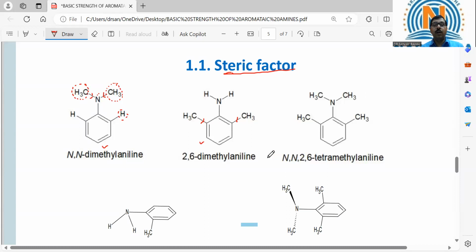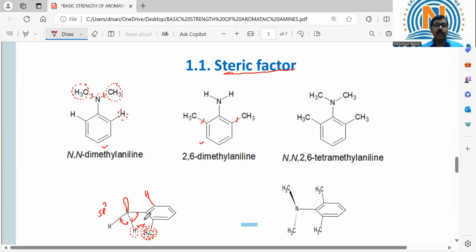But what about this third compound? Suppose one of the methyl groups is present at the ortho position. This nitrogen is sp3 hybridized, and there is a lone pair of electrons with a pyramidal geometry. This bond angle is around 107 degrees. But because this methyl group is present at the ortho position, and here we have only hydrogen, and this is an unsymmetrical compound, there is more steric repulsion between the electronic field of this methyl group and the electronic field of this hydrogen in comparison to this area.